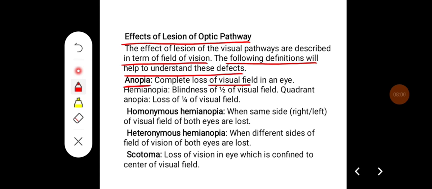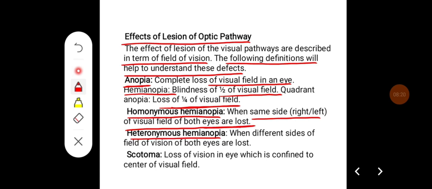Anopia is complete loss of visual field in an eye. Hemianopia is blindness of half the visual field. Quadrantanopia is loss of 1/4 of visual field. Homonymous hemianopia is when the same side, that is right or left, of the visual field of both the eyes is lost, and heteronymous hemianopia is when different sides of the field of vision of both eyes are lost. And scotoma is loss of vision which is confined to the center of the visual field.